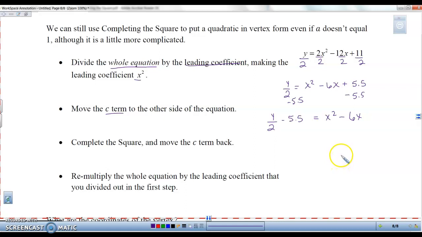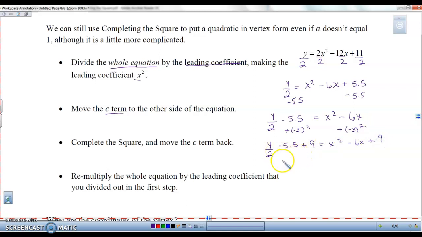What's half of the b term? Well, remember, this is the b term. Half of it is going to be negative 3, but then we want to square it. And we want to do it here, and we also want to do it over here. All right, so negative 3 squared is 9. So this is minus 5.5 plus 9 is equal to x squared minus 6x plus 9.